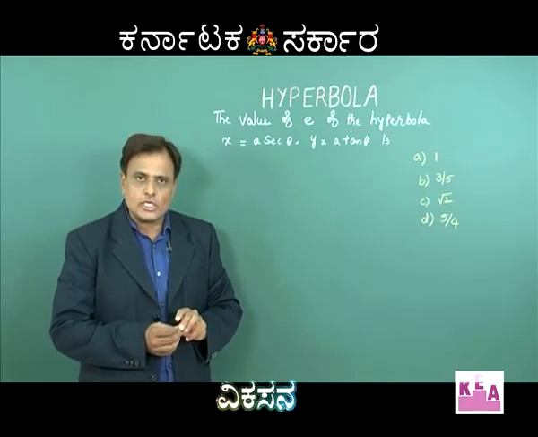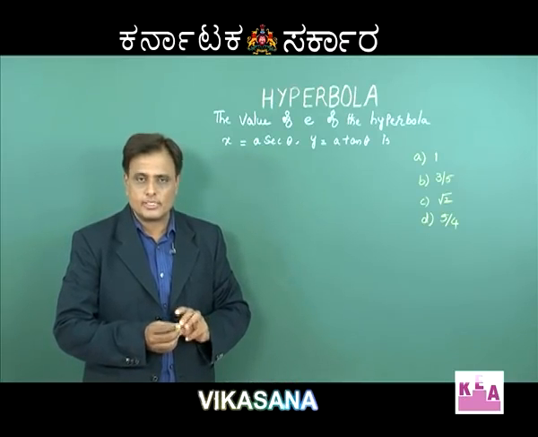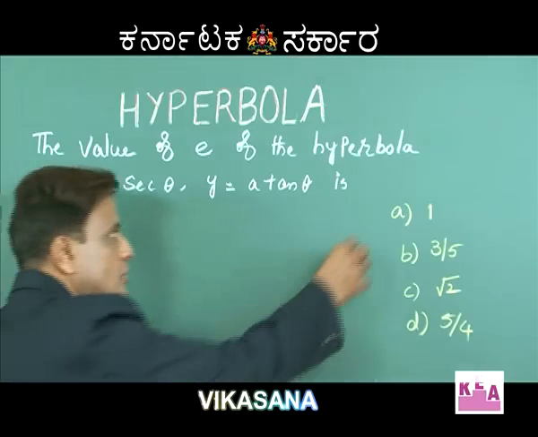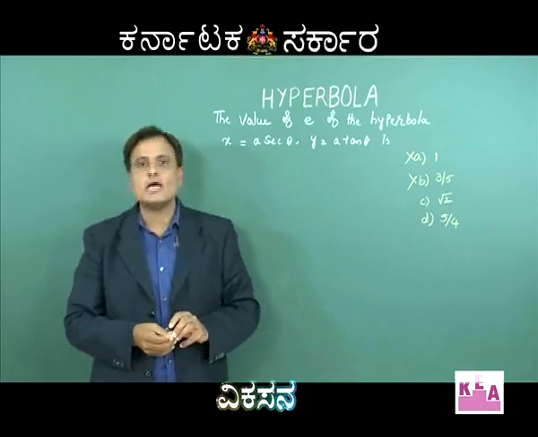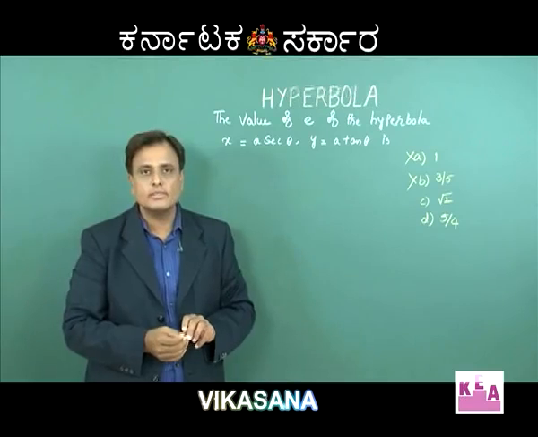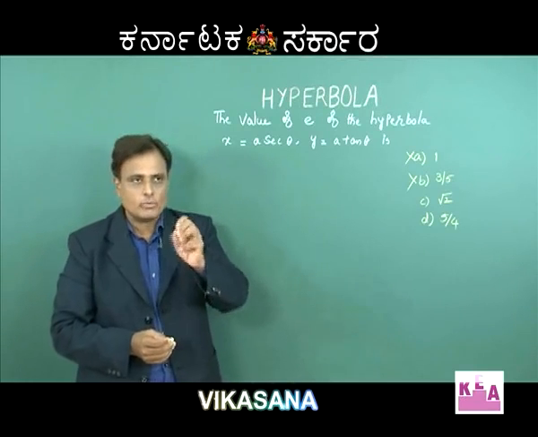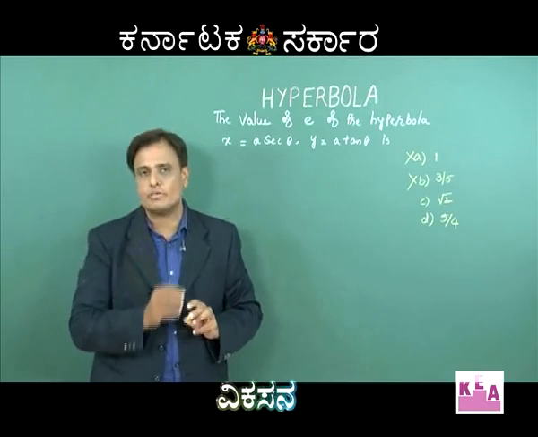And option A is also ruled out because for a hyperbola, eccentricity is again greater than 1, it cannot be equal to 1. So these two options are ruled out, but options C and D are greater than 1. Among these two we have to choose one option. For this I am going to give you a fundamental basic idea on parametric equations of hyperbola.